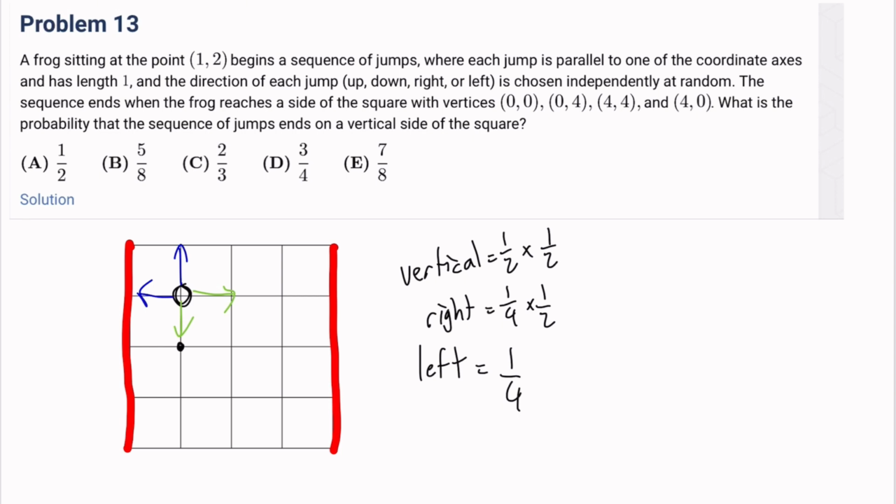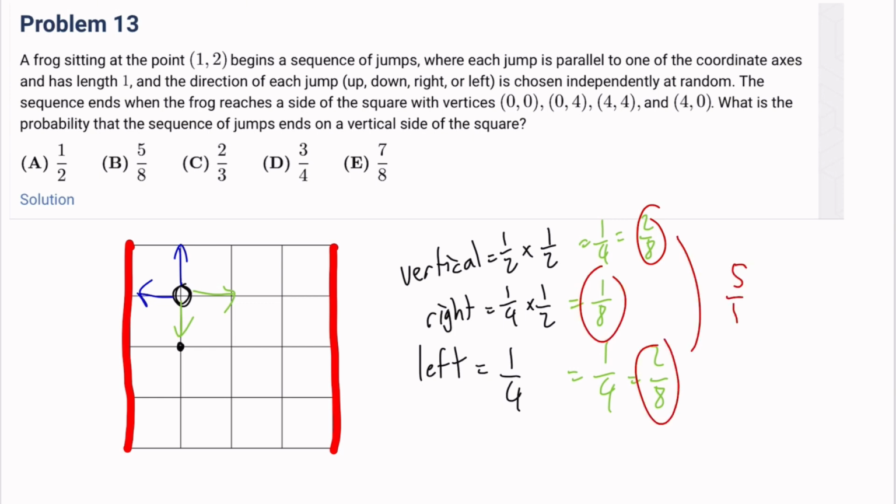And so we just have to add all these up. It's very easy. So this becomes 1/4, this becomes 1/8, and this becomes 1/4. And so if we put all these up, this equals 2/8, and this equals 2/8 also. And so if we add up these three, then we will get 5/8. So the answer is B.